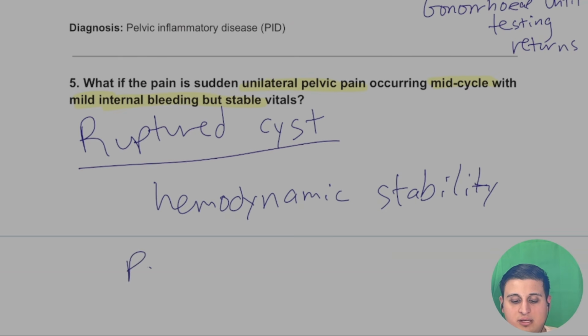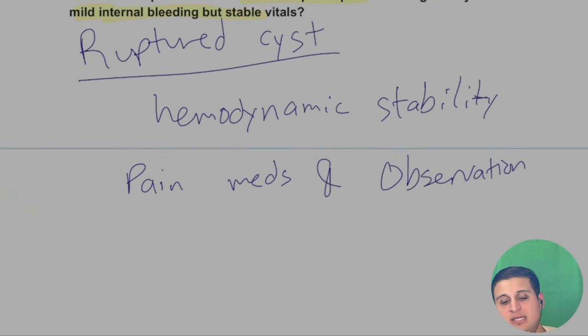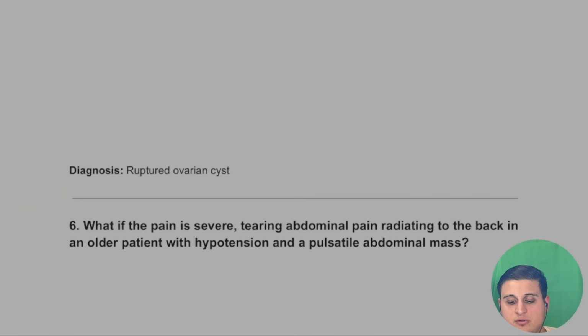So, pain meds and observation, I guess. All right. And if they're unstable, like there's some sort of significant hemorrhage, all right, now it's a surgical evaluation, a surgical emergency. But for the most part, hemodynamic stability is more pointing towards some sort of ruptured cyst.